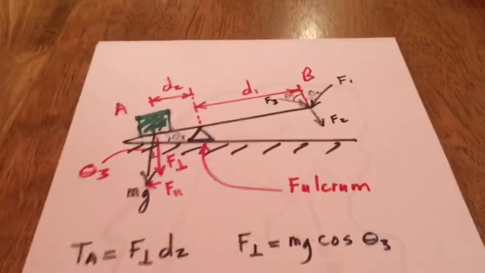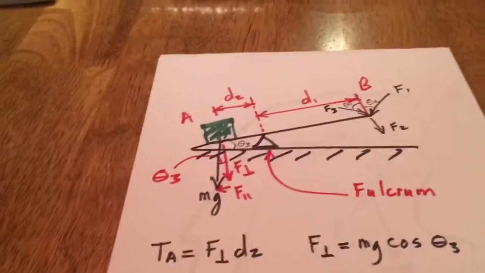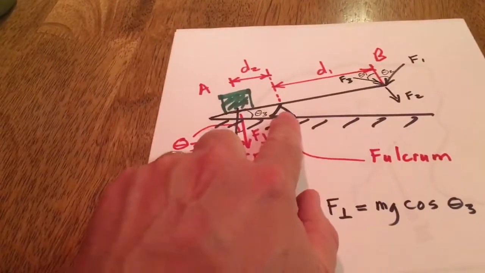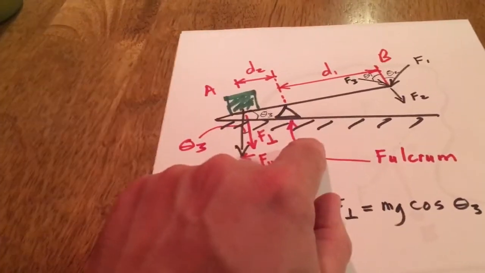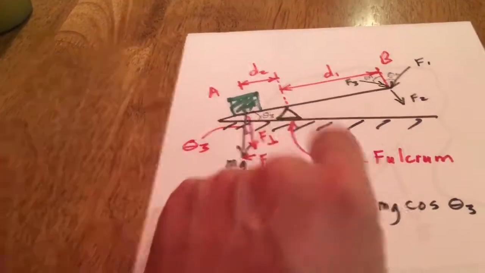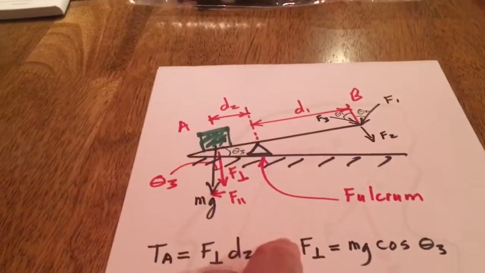Okay, here's a little bit of an application here. I've mentioned a fulcrum. This is an example of a fulcrum, and you may have seen something similar to this on a seesaw. In the case of a seesaw, both ends are equidistant from the fulcrum. But in this case, they're not.